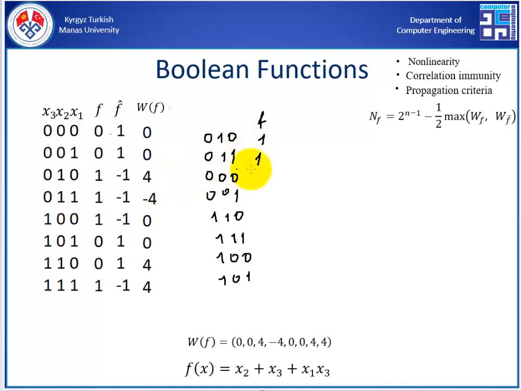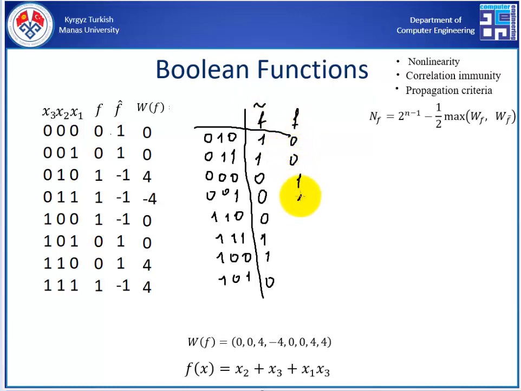All 0 input gives 0, 0 0 1 input results in 0, 1 1 0 input results in 0, 1 1 1 input outputs 1, 1 0 0 input after evaluation gives 1, and 1 0 1 gives 0. This is our f tilde. Write down f. F was equal to 0, unchanged f: 0, 1, 1, 1, 0, 0, 1.